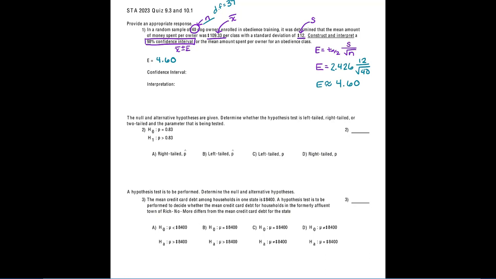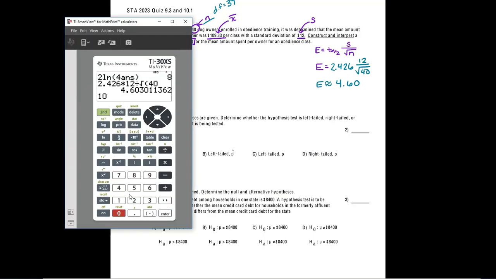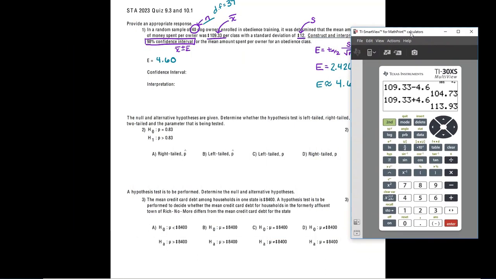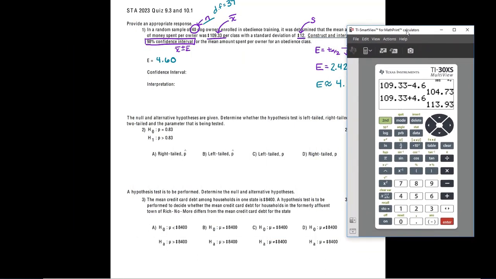So my x bar, 109.33 minus 4.6, and then add it. When I'm writing this interval, it says write it as an interval. So writing it as an interval, 104.73 and 113.93.